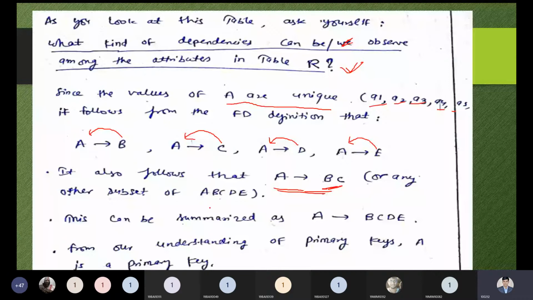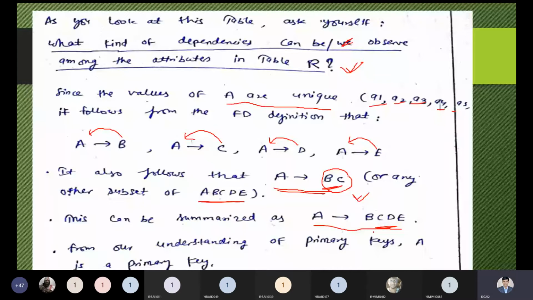So we can say BC, and these two attributes do not belong to any uniqueness. So we can say A determines B, or the combination of B and C information can depend on A. So A determines BC is also possible. And this can be summarized as A determines BCD. So this is also possible. The combination, or composition, of all the attributes B, C, D, E can be dependent on A, because A has just the unique value. So this can also be done like this.